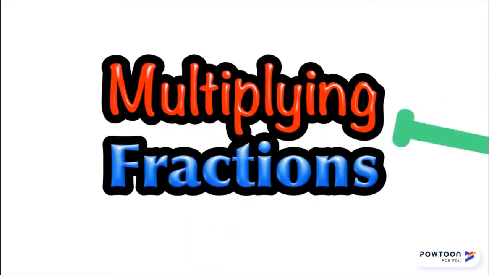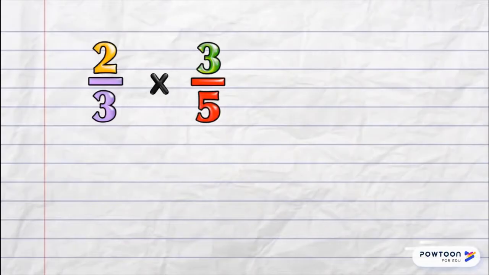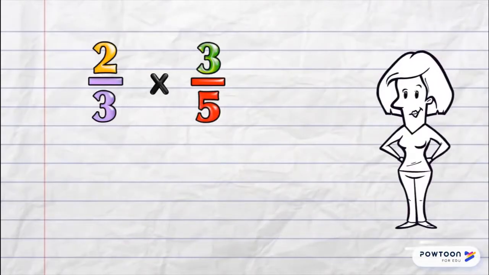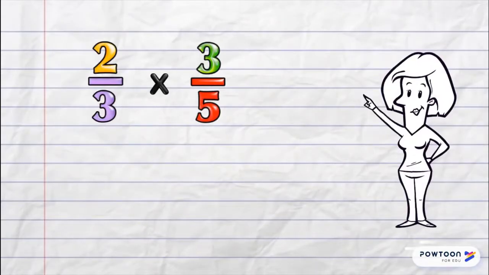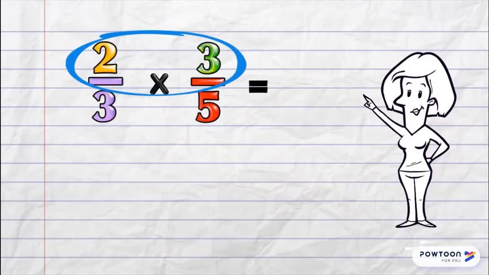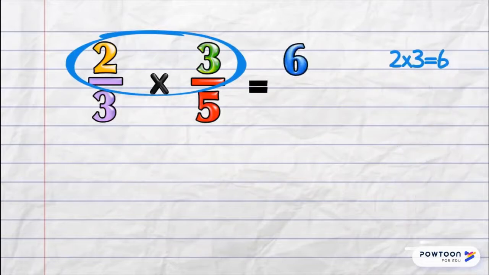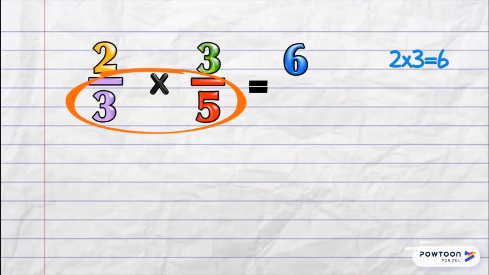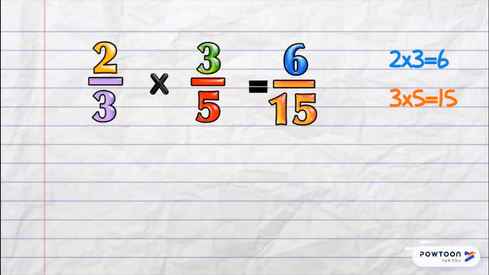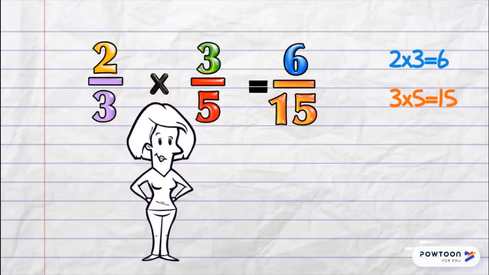Multiplying fractions for the first time. 2/5 times 3/5. We know that we can multiply the numerators together now, so top times top. 2 times 3 is 6. Then multiply the denominators together, bottom times bottom. That's 15. 6/15. Is that it? Nope.